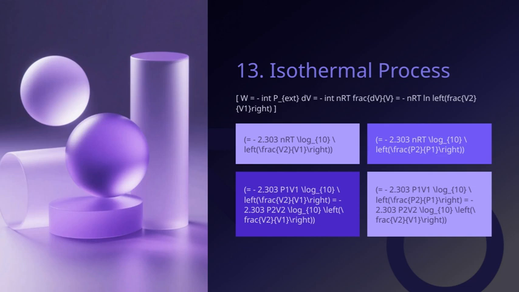Finally, the last equation highlights the integral form of work done during an isothermal process, where the external pressure is constant. Integrating from V1 to V2, the work equals negative nRT times the natural log of V2 over V1. The key takeaway here is that, in an isothermal process, the work done depends logarithmically on the ratio of final to initial states, and since temperature remains constant, the internal energy change is zero. This ties back to our overall theme of understanding how gases behave under different thermodynamic processes.